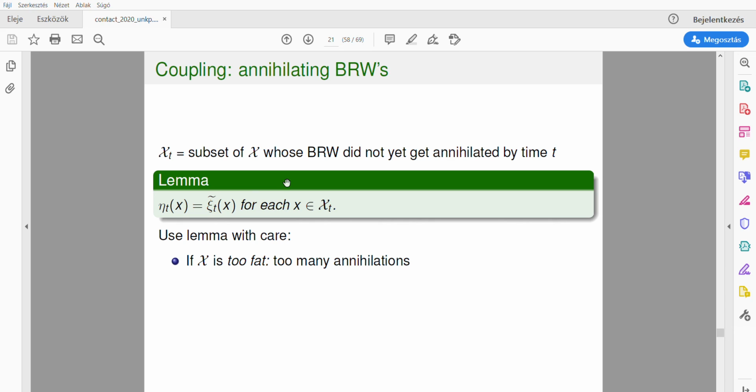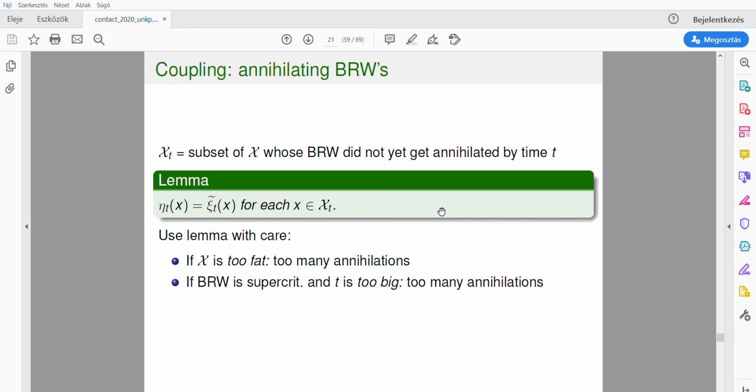So this is a nice lemma, but one has to use it with care. If the initial set is too fat, then you will see too many annihilations immediately. If you choose this set to be Z^d, or a ball with big radius, then you will see many annihilations already at the beginning, and that's not what you want.